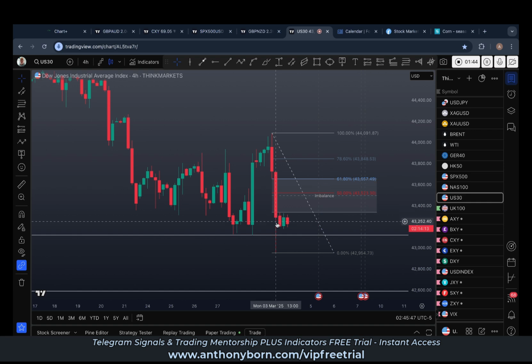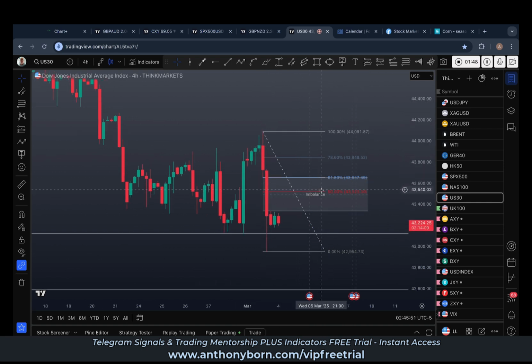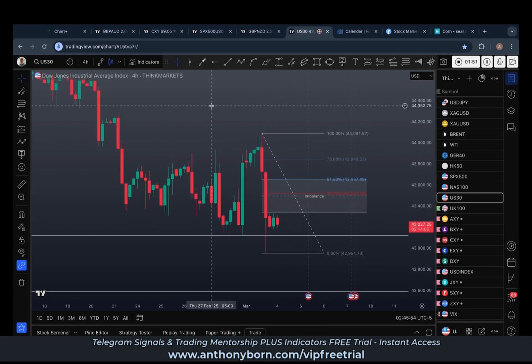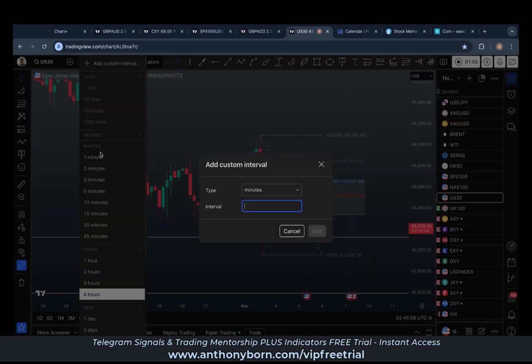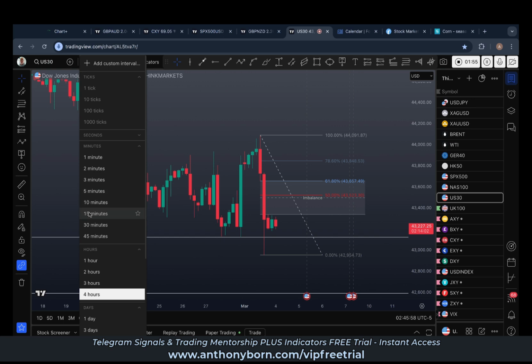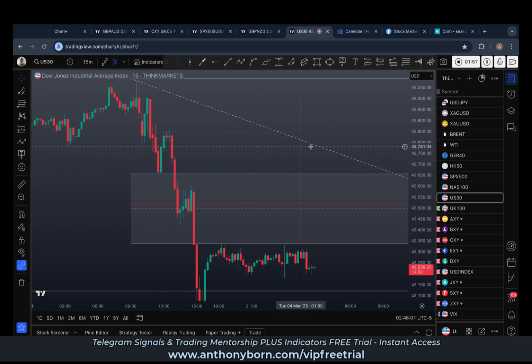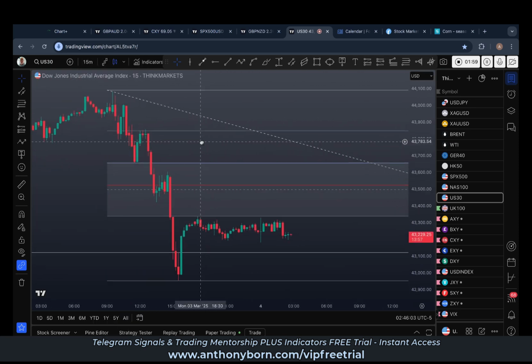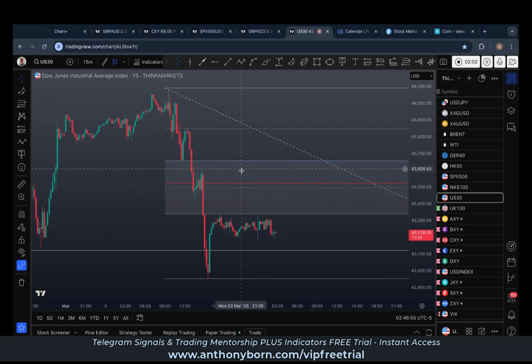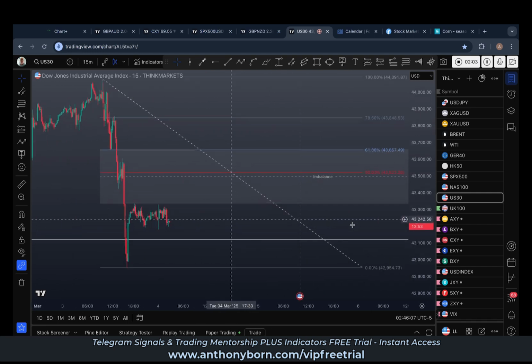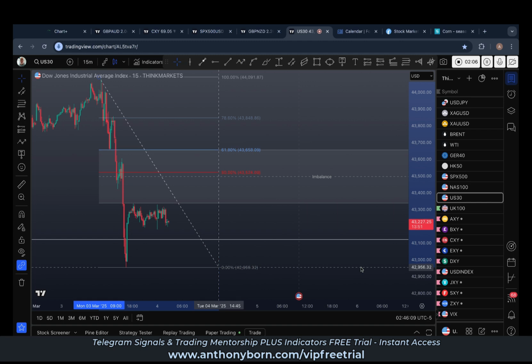50% of this previous price swing. So this is equilibrium. I'll be looking to get short if this plays out. Let me just show you what I'm looking for. Go down to a 15. Now if it doesn't play out, then we abandon the idea.